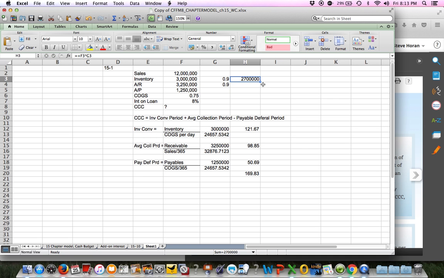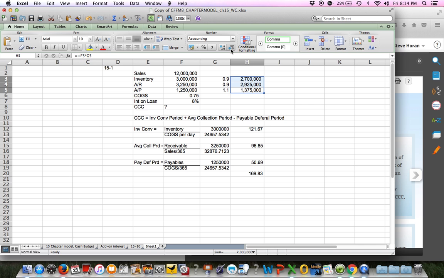I'm just going to drag my formula down. Actually, drag it down two spots. Okay, so I get 2,925,000 as my new AR. And my AP will go up by 10%. I'm going to slow down my payments a little bit, and that number would now be 1,375,000. So let's just do that in decimals so you can see the whole thing. Okay, so those are my new numbers.